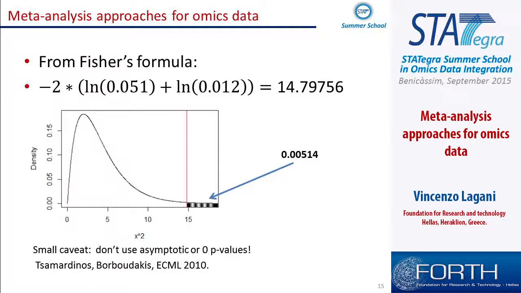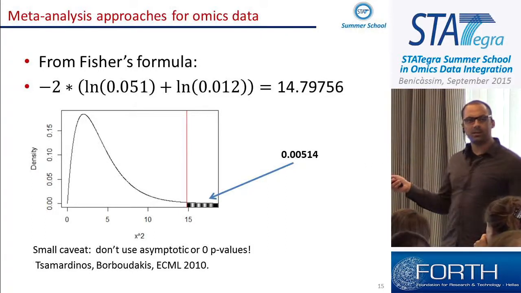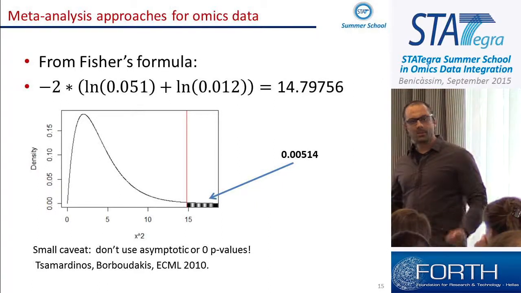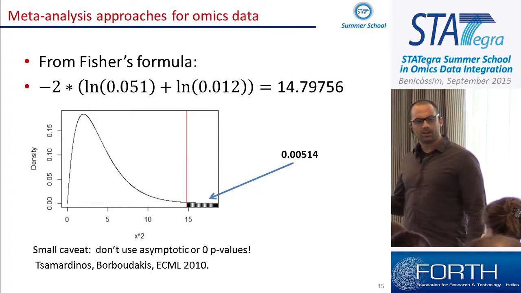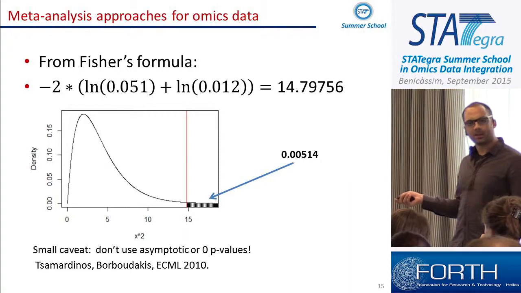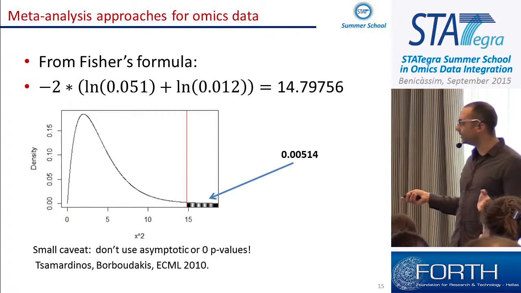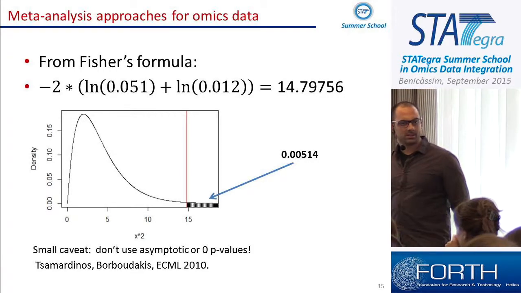in a publication that my colleagues had at the European Conference on Machine Learning in 2010, they were trying to use meta-analysis methods in order to learn based on networks, and they were running a lot of simulations. In this simulation, what they found is that when you have a lot of data sets and you use asymptotic p-values, this can give pretty much wrong results, for the simple fact that you combine asymptotic p-values that are not extremely precise, and combining a lot of them can lead you to wrong results. So it's also a small problem to take into account when you use this.